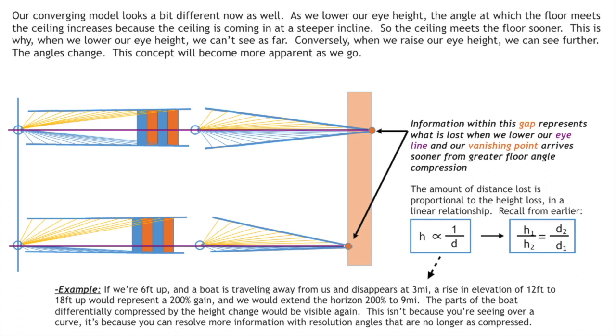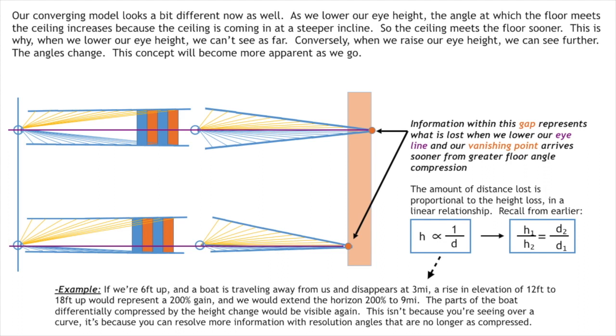And the information lost within this gap here, this orange gap that I've outlined between the two vanishing points, represents what is lost when we lower our eye line and our vanishing point arrives sooner from those greater floor angle compressions. And the amount of distance lost is proportional to the height loss in a linear relationship. So recall that height was proportional to 1 over the distance, or that height 1 over height 2 is equal to distance 2 over distance 1.